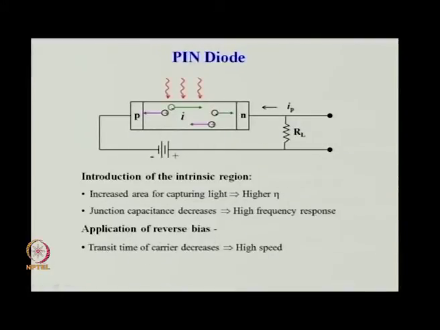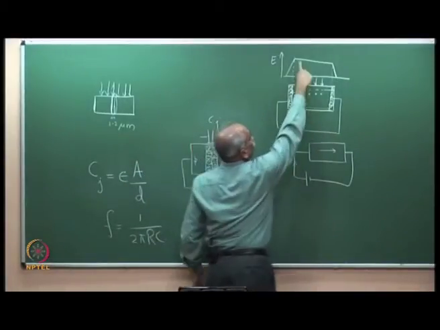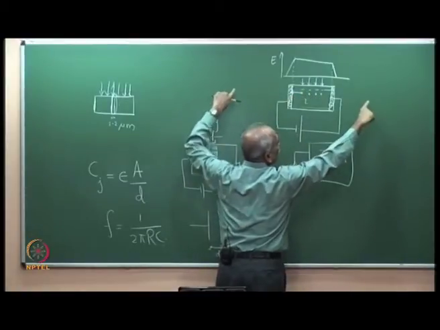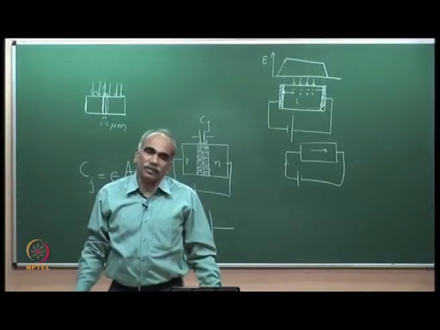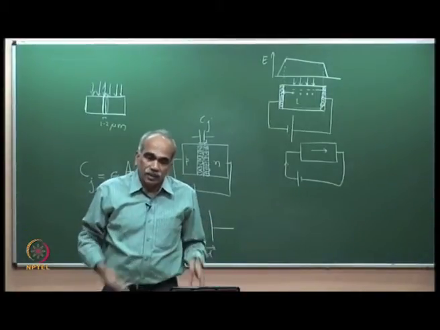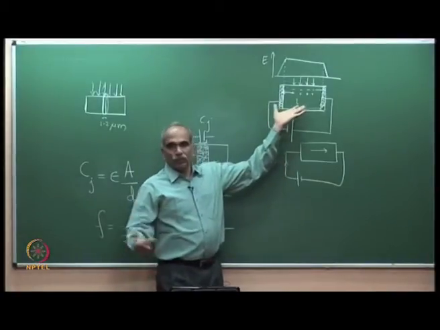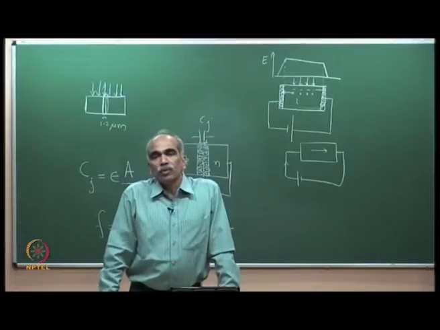Application of a reverse bias, the transit time of carriers decreases because of high speed. You are applying now a reverse bias, and therefore, everywhere there is electric field and the carriers are immediately swept apart, which means the transit time decreases. If we discuss the impulse response of a general semiconductor, you can show that the transit time decreases by application of an electric field.